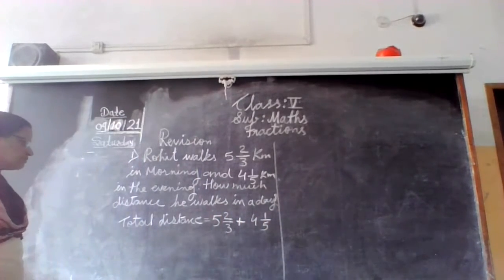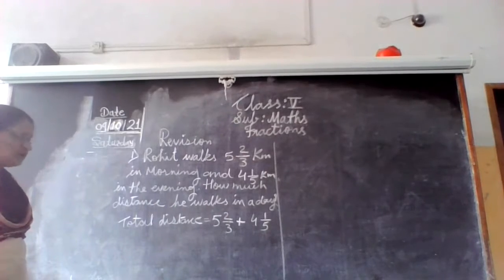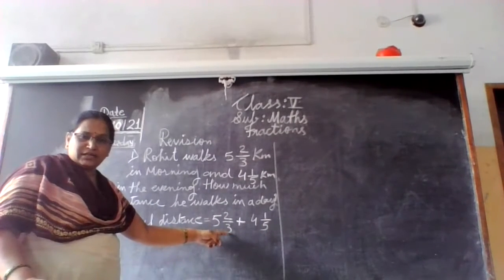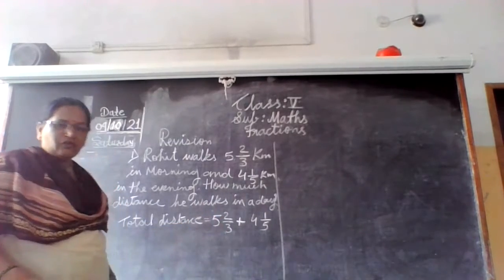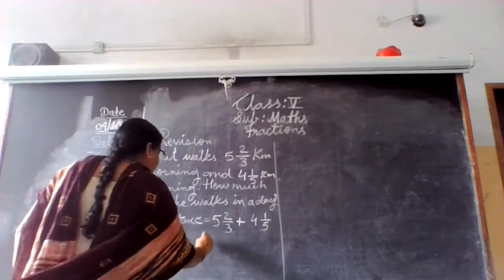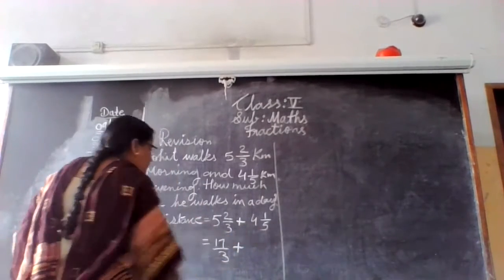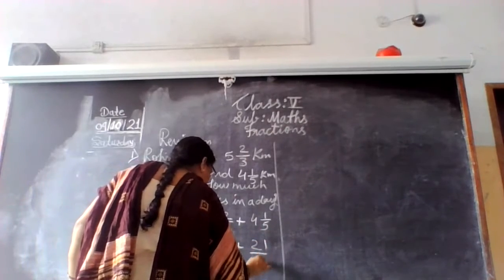Okay. So children, what are these? They are mixed fractions. So what to do? First, we will convert them into improper fractions. And do you know how to convert? Multiply the denominator and the whole number and then add the numerator. 5 3s are 15 plus 2, that is 17 upon 3. 4 5s are 20 plus 1, that is 21 upon 5.